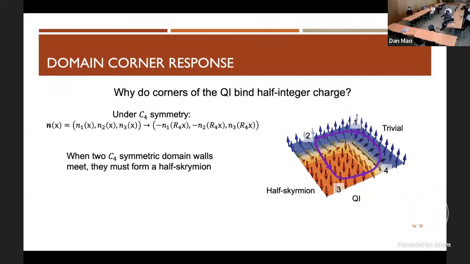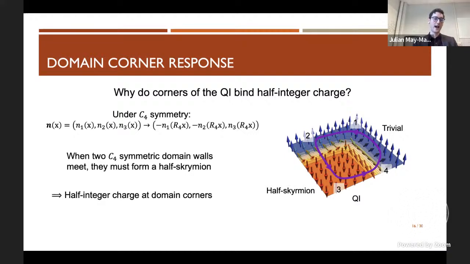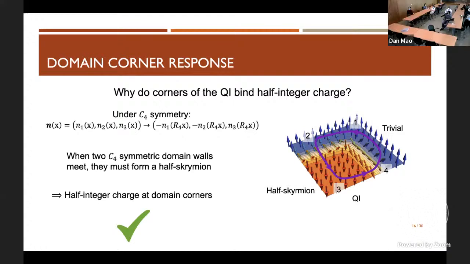And this, as we noted before, actually occurs in a half skyrmion. And as noted before, half skyrmions will also bind half an integer of charge. And because of this, we can then confirm that indeed corners of the quadrupole insulator will in fact bind a half integer of charge. Any questions before I go on?